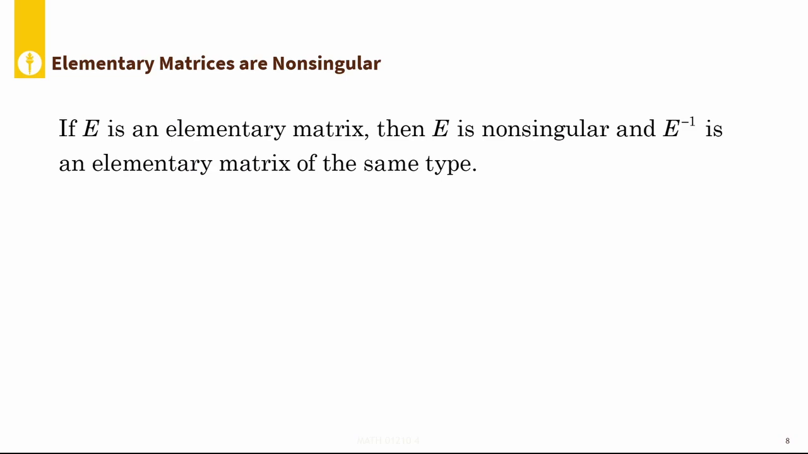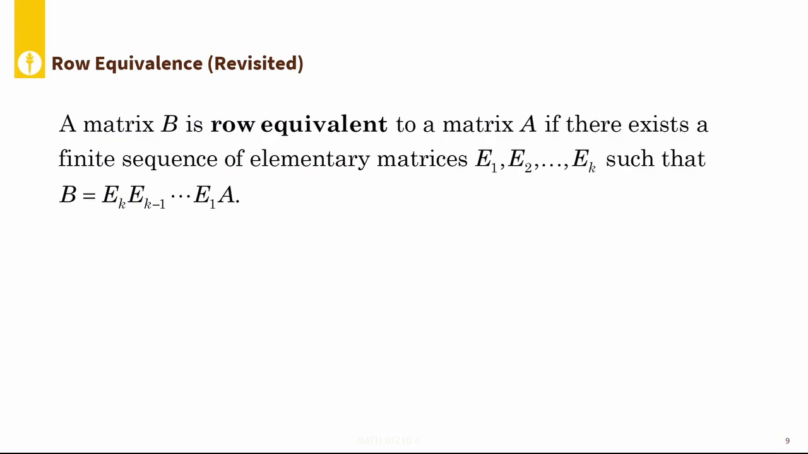With elementary matrices, we can redefine row equivalence. So a second definition of row equivalence. Matrix B is row equivalent to a matrix A if there exists a finite sequence of elementary matrices E1, E2, through Ek, such that B is Ek times Ek minus 1, and so on, times E2 times E1 times A.